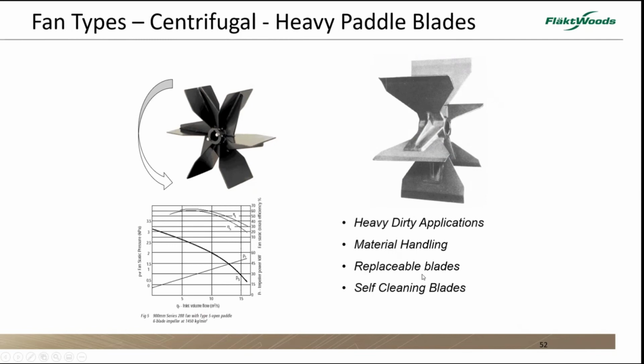And the even heavier duty version of that would have blades that you can replace. So if you're handling abrasive dusts and things like that, you need to have something where you can replace the blades if they become worn. Again, not highly efficient, but highly effective. Self-cleaning blades. Any radial blade is self-cleaning.